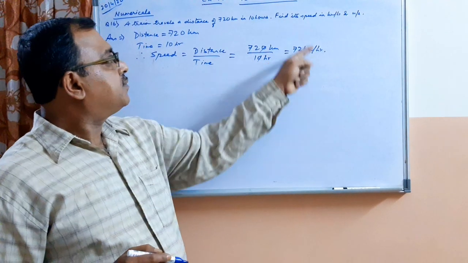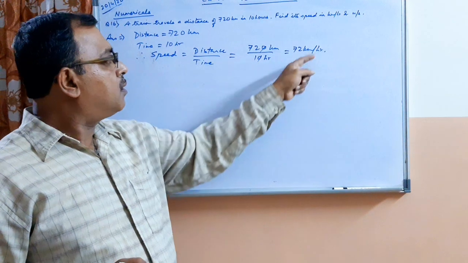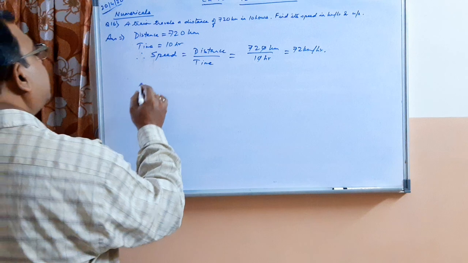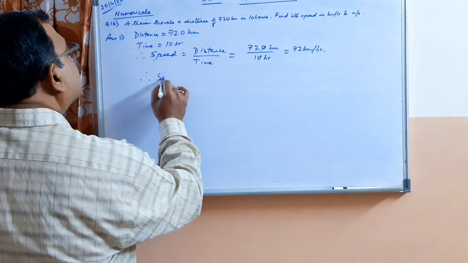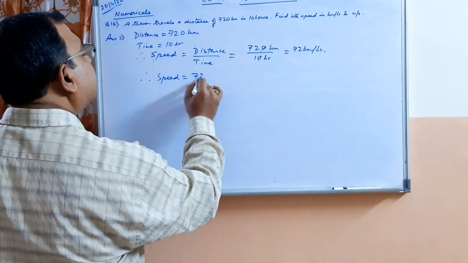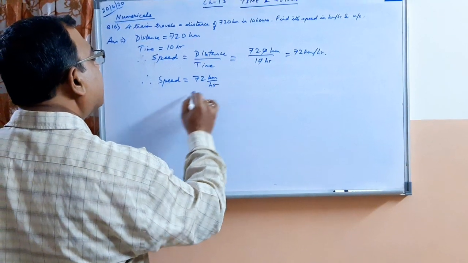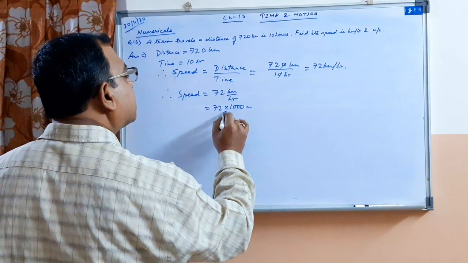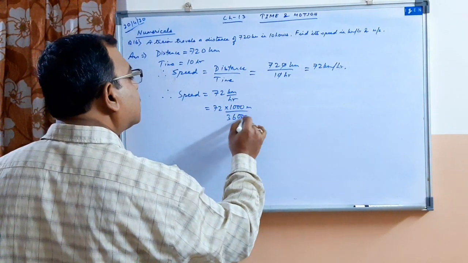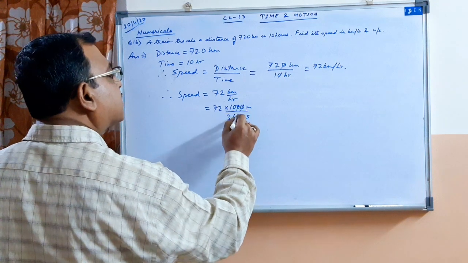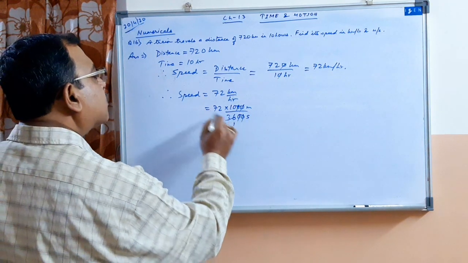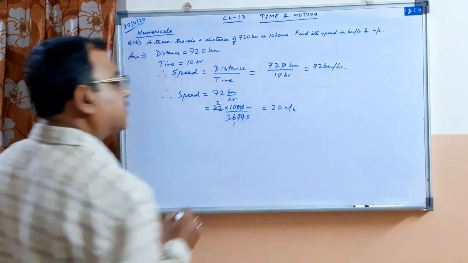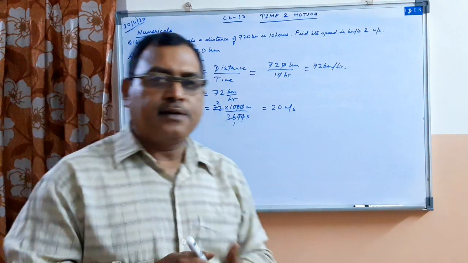Now you got the answer in kilometer per hour. Now this 72 kilometer per hour has to be converted into meter per second. So how to do that? Therefore speed is equal to 72 kilometer per hour, that is equal to 72 into 1000 meter by 1 hour is 3600 second. So here the 00 gets cancelled, 36 ones are 36, 36 twos are 72, that is equal to 20 meter per second. So children, this is how we will convert.